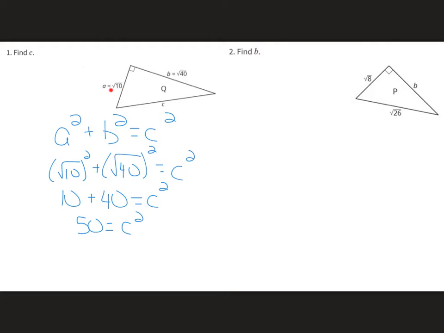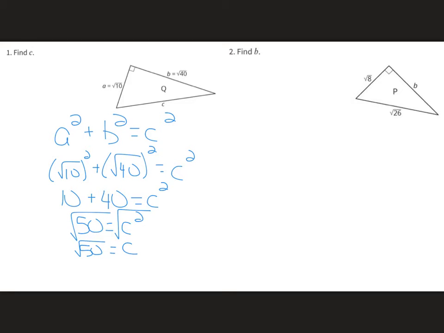That means if we were to draw the squares, this square over here that we draw off here would have area 10. This square would have area 40. 10 plus 40 is 50, so the area off the hypotenuse would have to be 50. Well, I don't want the area of the square. I want the side length, right? So I have to take the square root. The inverse operation of squaring is taking the square root, so I'm going to take the square root of both sides, and I get c is the square root of 50.